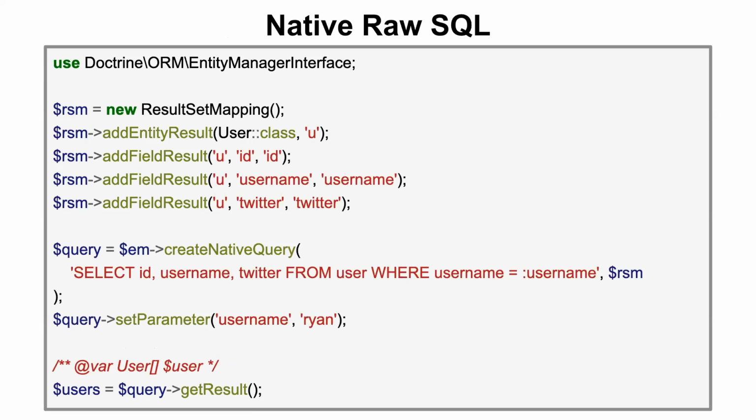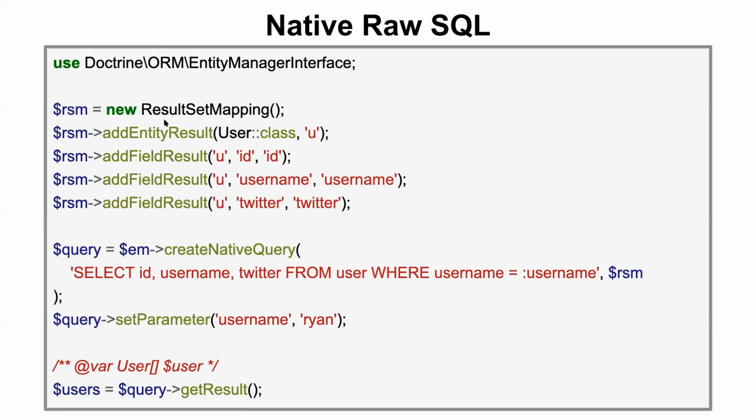So some people don't like to use DQL at all. They actually want to write raw SQL, and then they want to manually map the data that's returned from that SQL to an entity. So in this example, I've written a regular old SQL query, and I'm selecting id, username, and twitter from the user table where username equals the username value that I set the parameter value to.